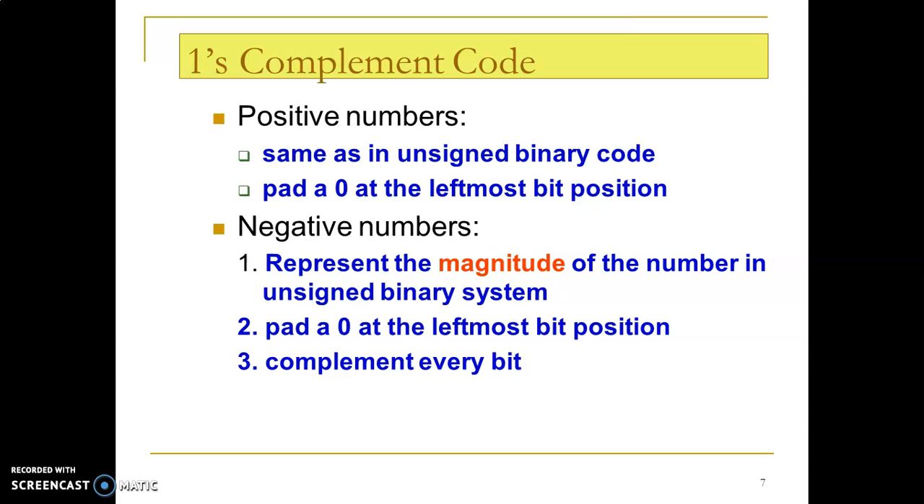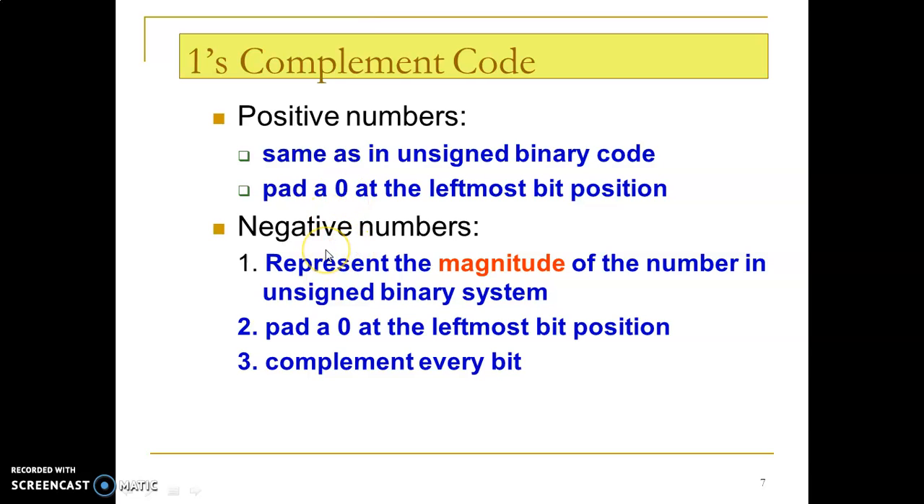1's complement code. We can represent positive and negative numbers using 1's complement code. For positive numbers, the representation is just same as in unsigned binary code. We are going to pad a 0 in front to indicate it is a positive number.